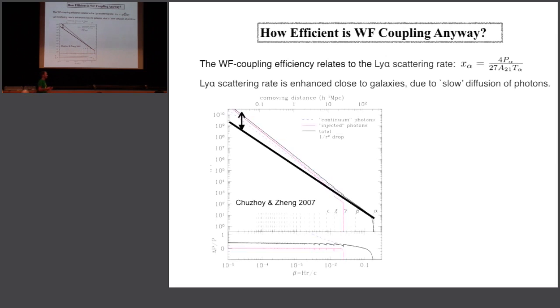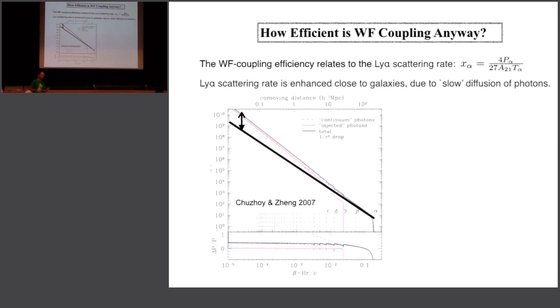Now, if the universe were optically thin to Lyman-alpha radiation, the scattering rate would just fall off as r to the minus 2, which is this black line here. The normalization here is not relevant, just discussing the effect. So you can imagine if the flux falls off as r to the minus 2 in an optically thin medium, the scattering rate goes as r to the minus 2.